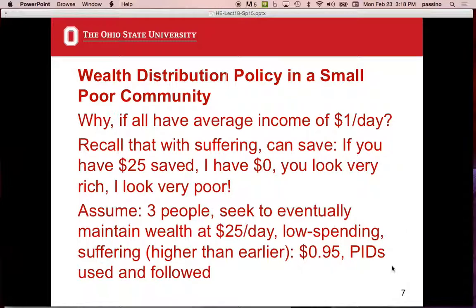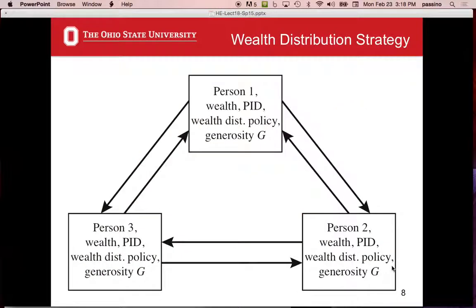These three people are going to be fully connected. So they're going to look like this. Persons 1, 2, and 3, each can transfer money to the other. Each can receive money from the other. We're going to call the money that's transferred a donation by one person to another. I can donate to someone, I can get a donation.